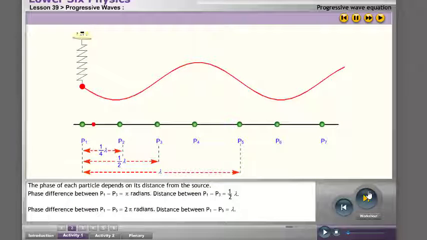The phase of each particle depends on its distance from the source. Phase difference between P1 and P3 equals pi radians. Distance between P1 and P3 equals 1 over 2 lambda. Phase difference between P1 and P5 equals 2 pi radians. Distance between P1 and P5 equals lambda.